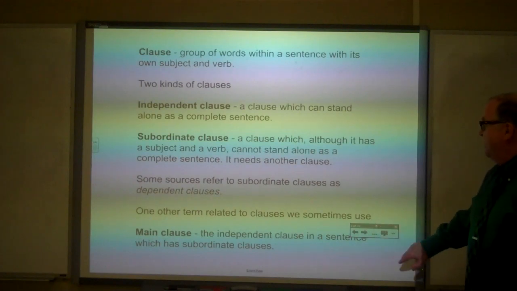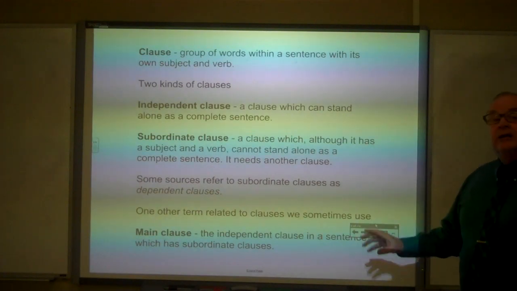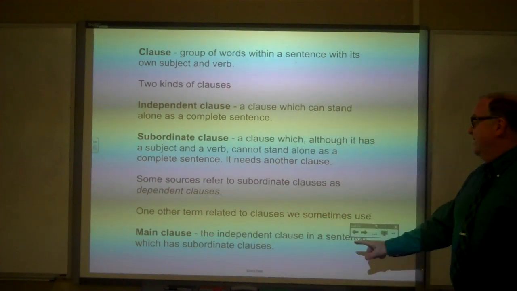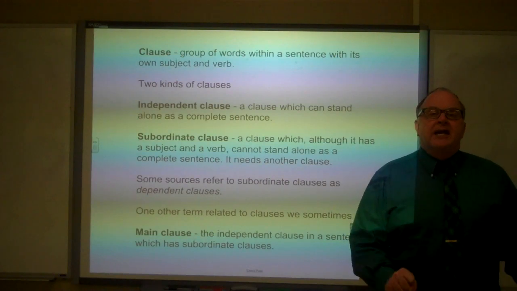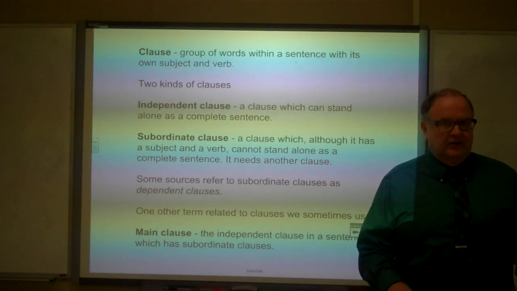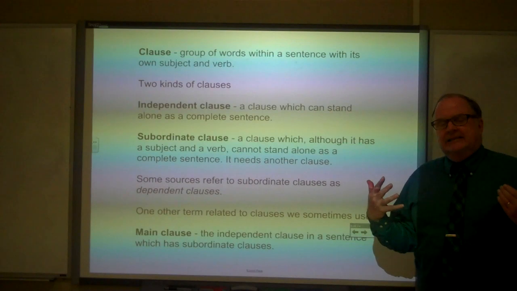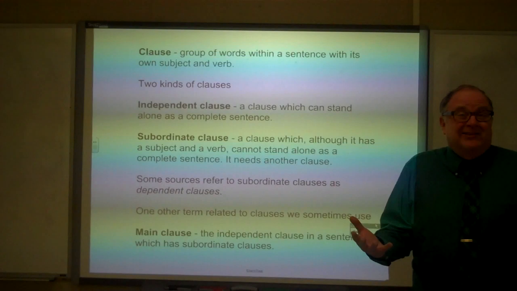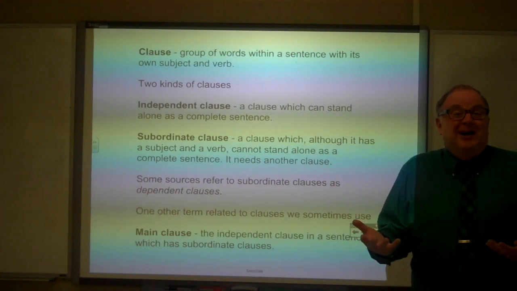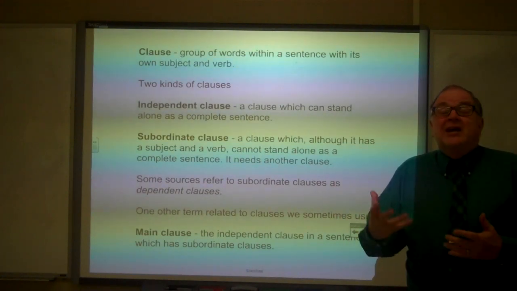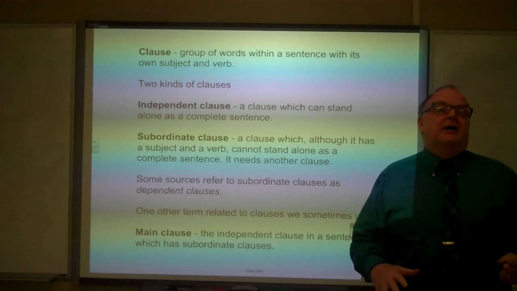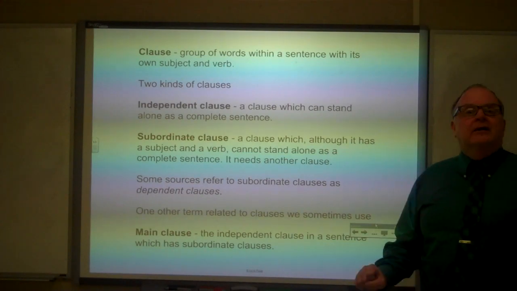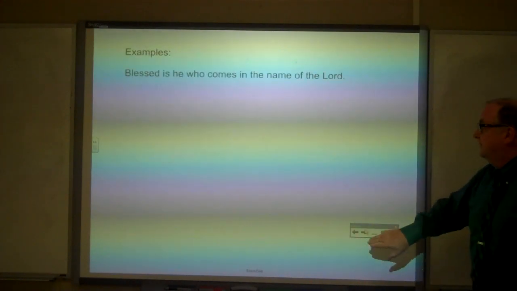One other term we sometimes use in relation to clauses is the term main clause. The main clause is the independent clause in a sentence which has subordinate clauses. Any sentence by itself is an independent clause. If the sentence has multiple clauses, it's got to have at least one independent clause, or it's not going to be able to stand by itself. And so that independent clause is known as the main clause.